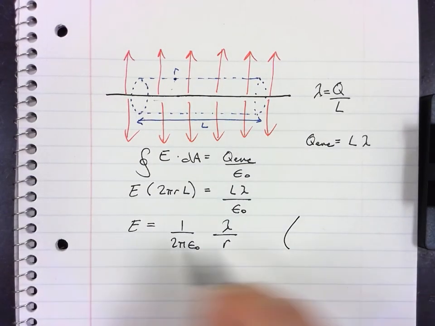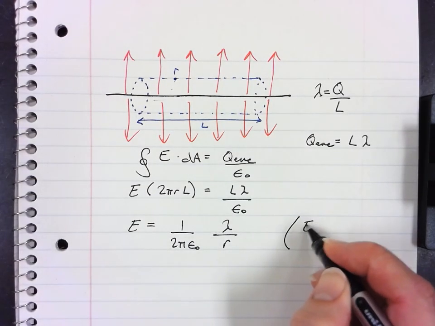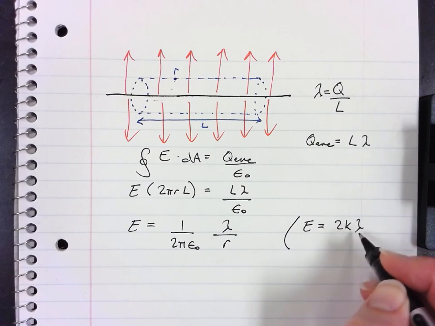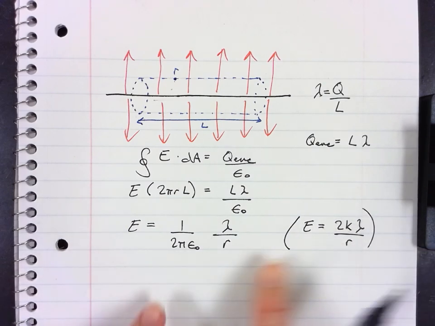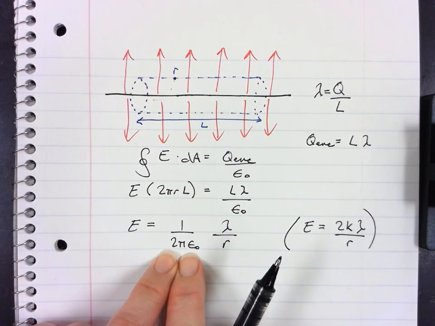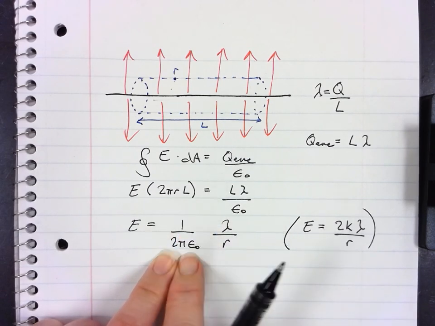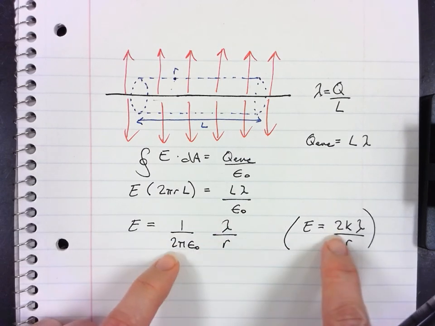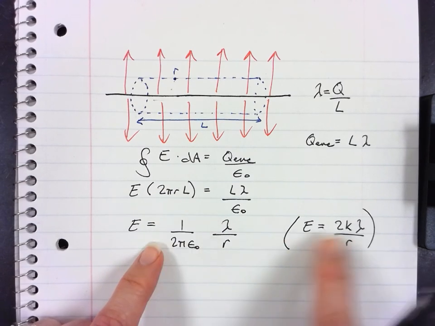Now, we already did the electric field for a long straight line, and we got 2k lambda over r. We get 2k because this is 1 over 2 pi epsilon naught, not 1 over 4 pi epsilon naught. So that's where the extra 2 comes in. You have to multiply this by 2 to get k.